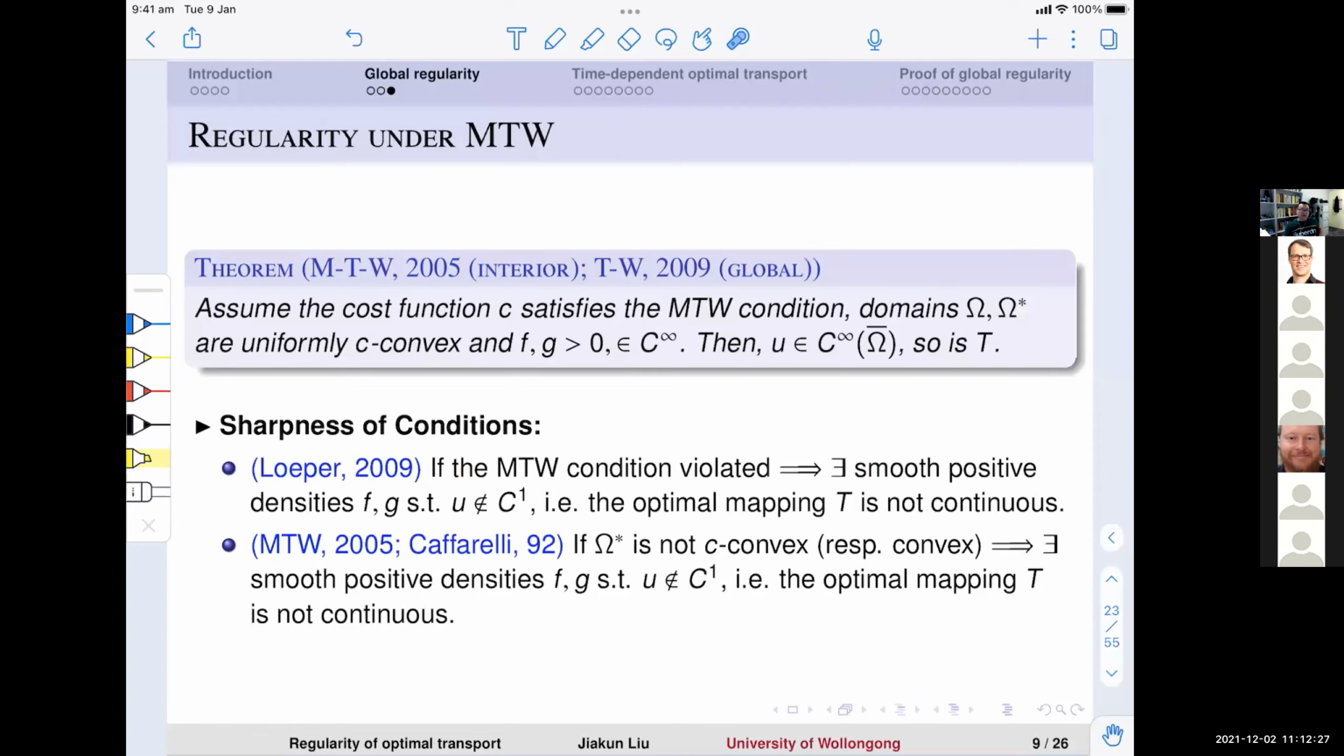And for the convexity of the target, Ma, Trudinger, Wang and also Caffarelli in the standard case showed there is a counterexample, which means if the target is not c-convex, or in the standard case, if the target is not convex, then the C1 regularity will fail again. So the optimal mapping, again, is not continuous. Okay, so that's pretty much to say this theory is the best one we can expect. Okay, so that's the story for standard optimal transport.